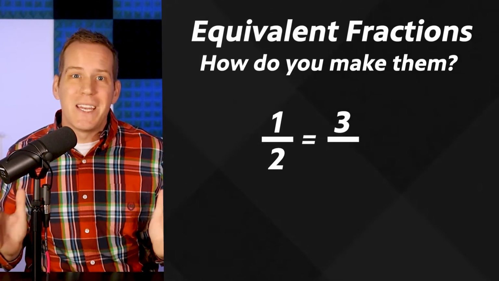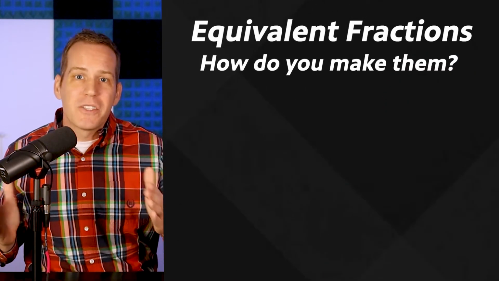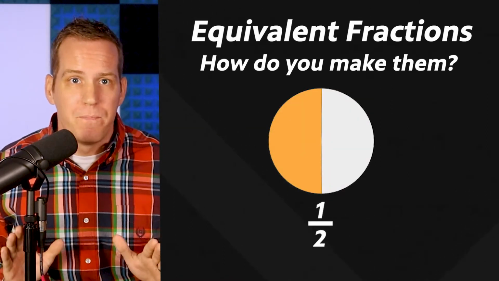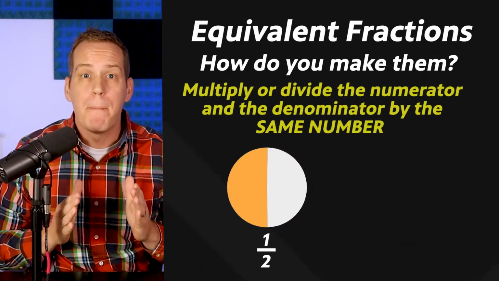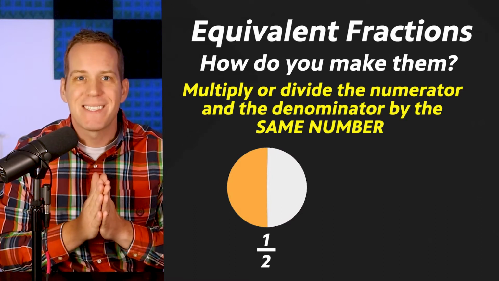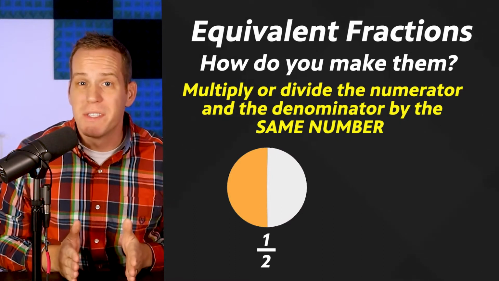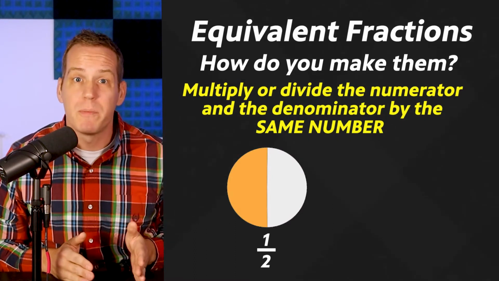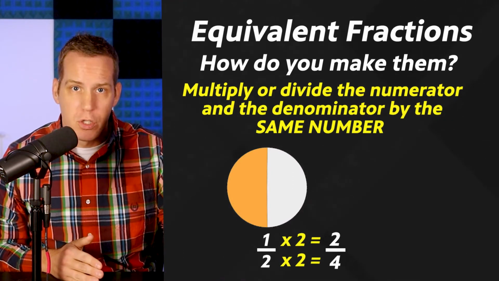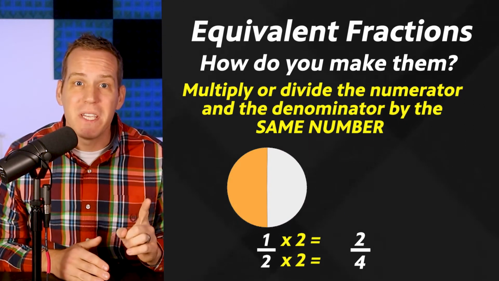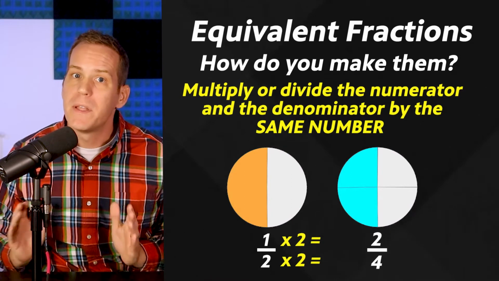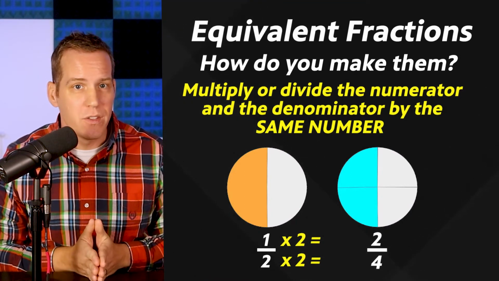Now, there's a way that you can create these correctly. You can't just use any numbers and say that they're equivalent. Let's look back at the fraction 1/2. If you're taking notes, be sure to write this down. You can create equivalent fractions by multiplying or dividing the numerator and the denominator by the same number. For instance, with this fraction, if I multiply both the numerator and the denominator by 2, I'll get 2/4. And as you can see, that's the same amount as 1/2. I have different numbers now, but the value of the fraction hasn't changed.